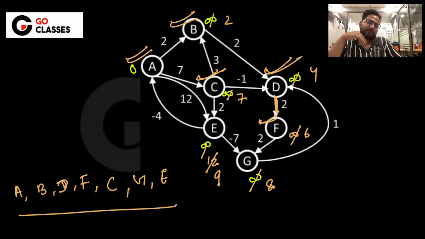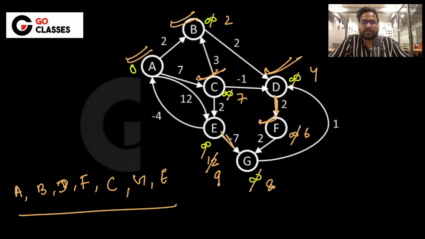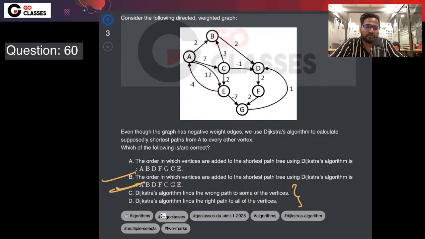So basically -7, and relax in the sense that you have first picked G, right? Since you have first picked G, you have not used this -7. Since you have not used this -7, 9 - 7 should be 2. I mean, you can easily reach using 2. So basically you are finding a wrong path to some of the vertices, right? So B and C are the correct answer.